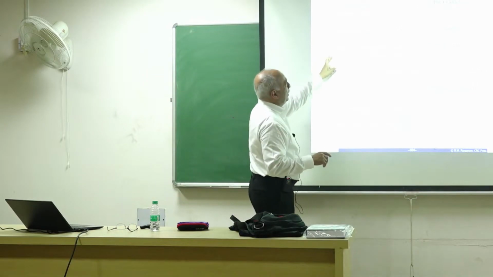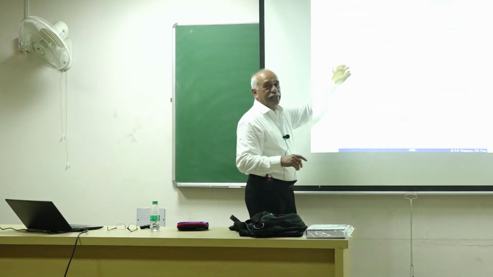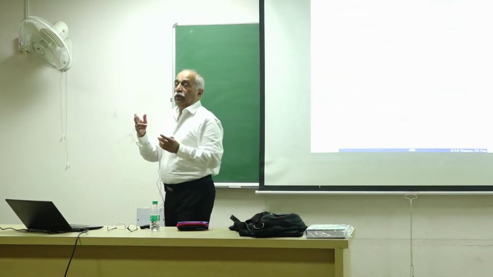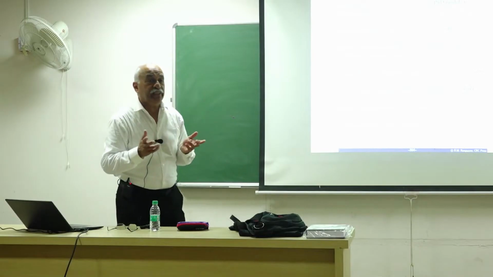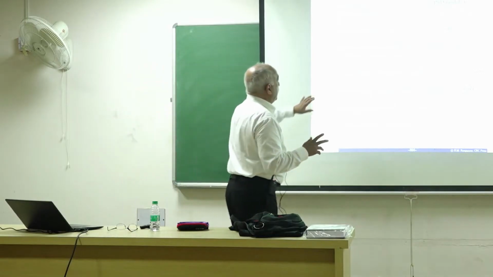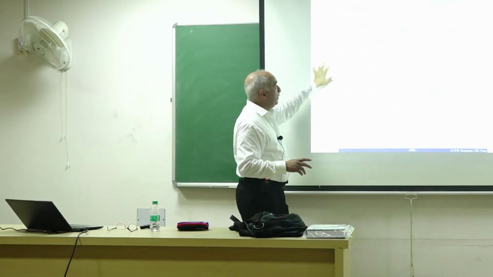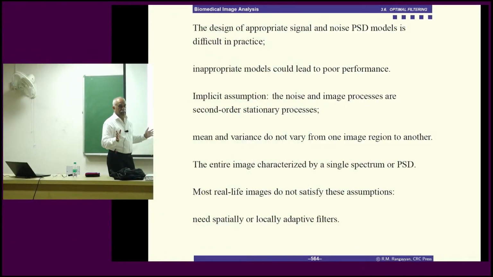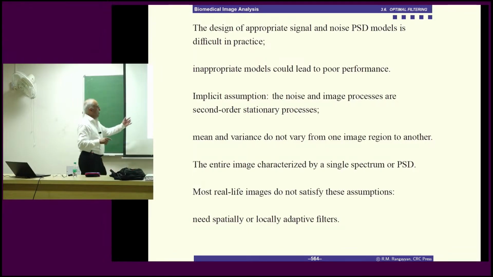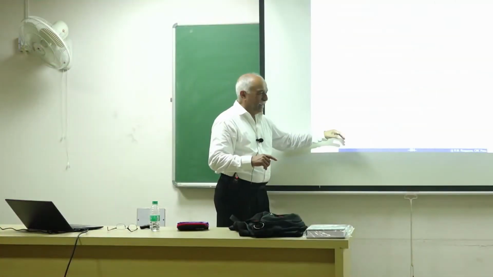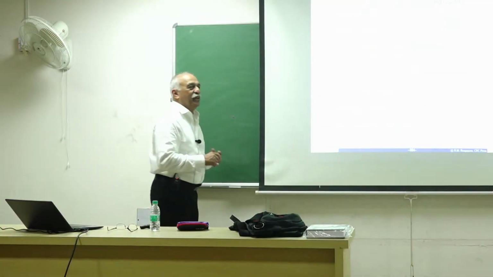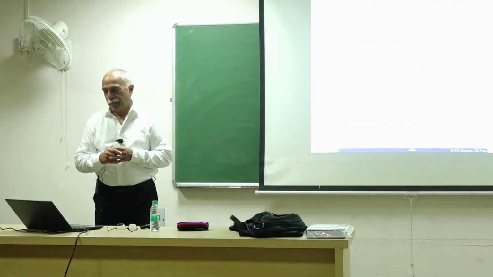The assumption is that the noise and image processes are second-order stationary processes. That is, you're only using autocorrelation and power spectral density. So mean and variance do not vary from one image region to another, which is not true in most cases. So the entire image is characterized by a single PSD spectrum, and most real-life images don't satisfy these assumptions, and we need spatially or locally adaptive filters.